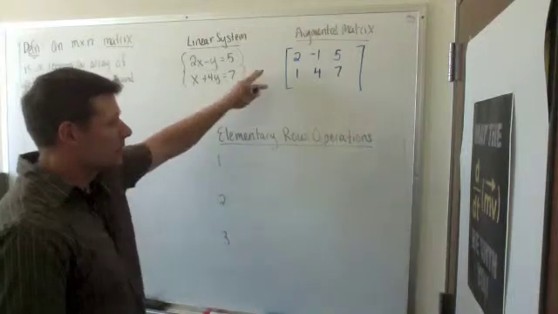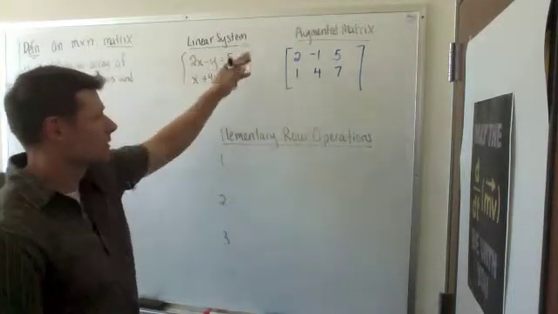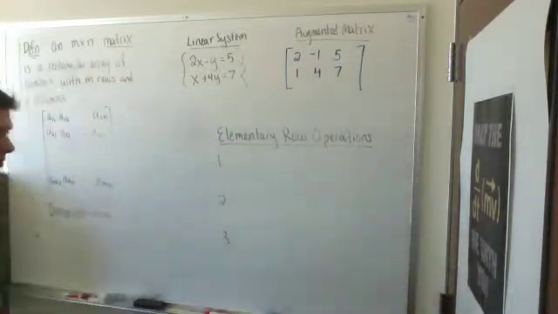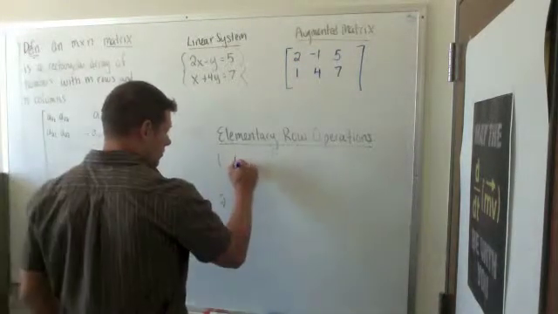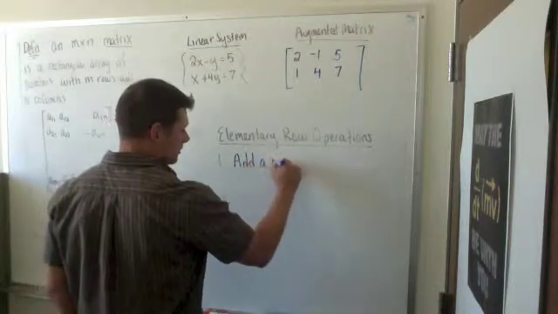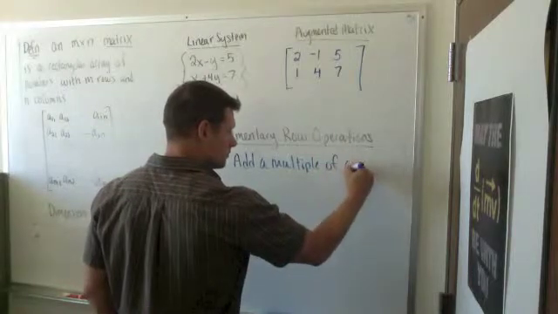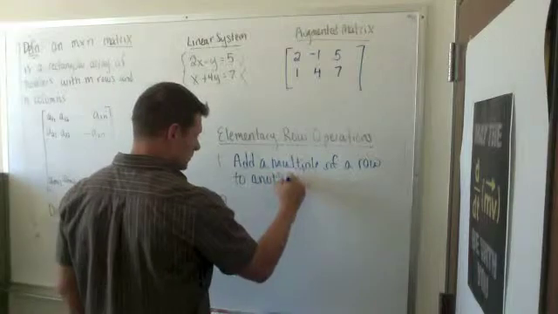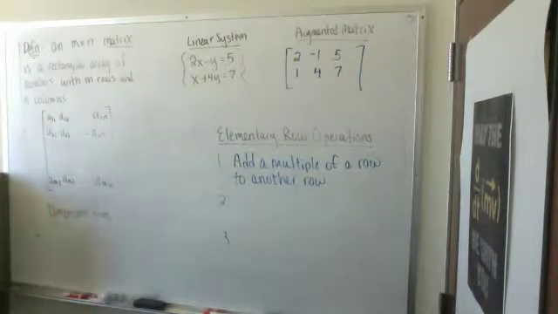Now, because we have some rules that we have for linear systems, we can also apply those to matrices. So we'll have some elementary row operations. We'll have 3 of them that we can go ahead and perform. The first thing is we can add a multiple of a row to another row. Okay, so that's our first thing that we can do. We can add a multiple of a row to another row.